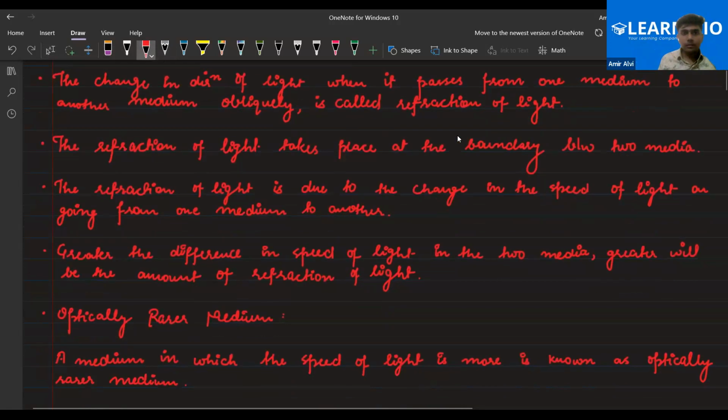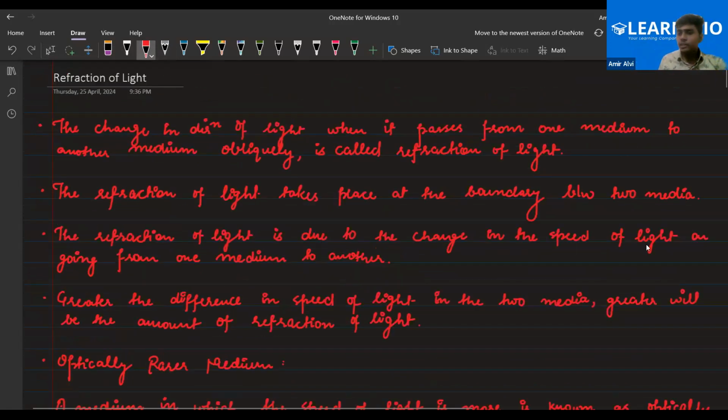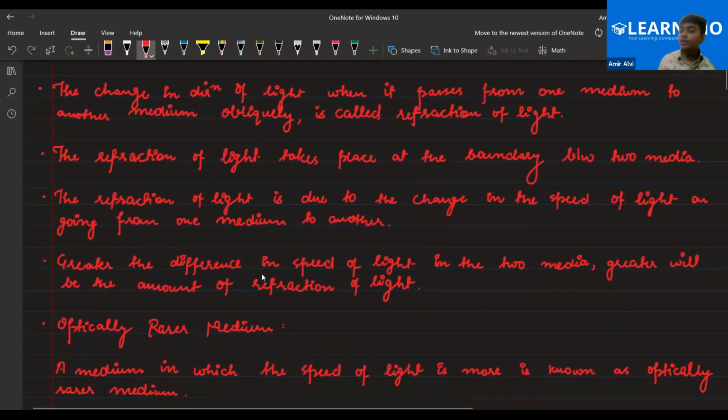Next, the refraction of light happens due to the change in speed of light when the light goes from one medium to another medium. The greater the difference of speed of light, the greater the bending. If the light is traveling with a speed of 3 lakh kilometer per second, and suddenly when it changes the medium, the speed drops to 50,000 kilometer per second, that is a very drastic change. It's a difference of 2 lakh 50,000 kilometer per second, so there is a very huge change.